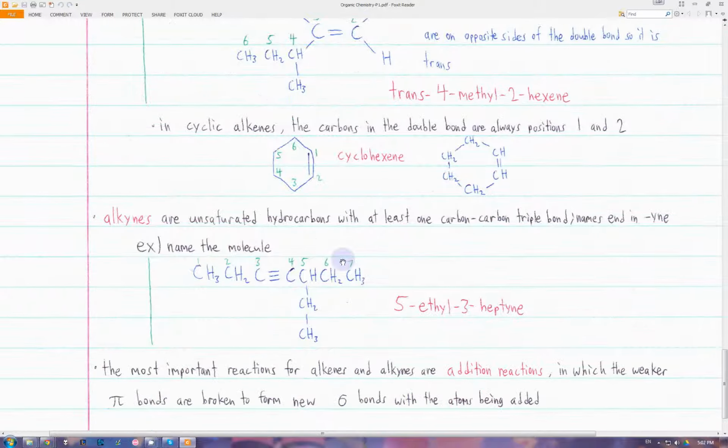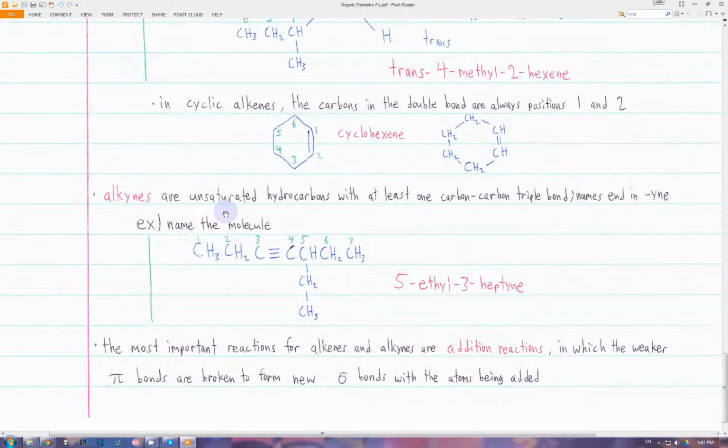So the last thing we're going to look at is alkynes, which are another type of unsaturated hydrocarbon, but instead of a double bond, there is at least one triple bond between two carbons. And their names end in -yne. So, for example, instead of methane, we have methyne.